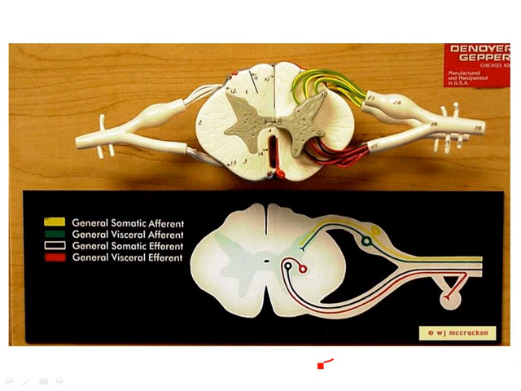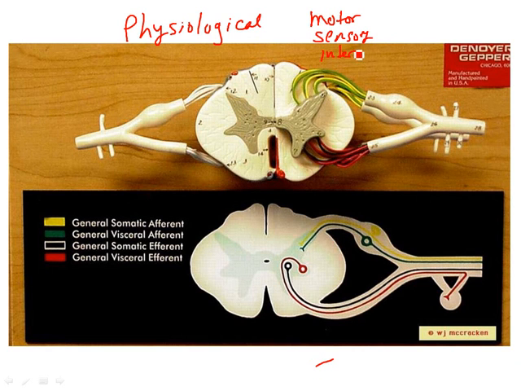Okay, so the next type of division is your physiologic. So your physiological types of neurons. In this case, you have motor, sensory, and interneurons.